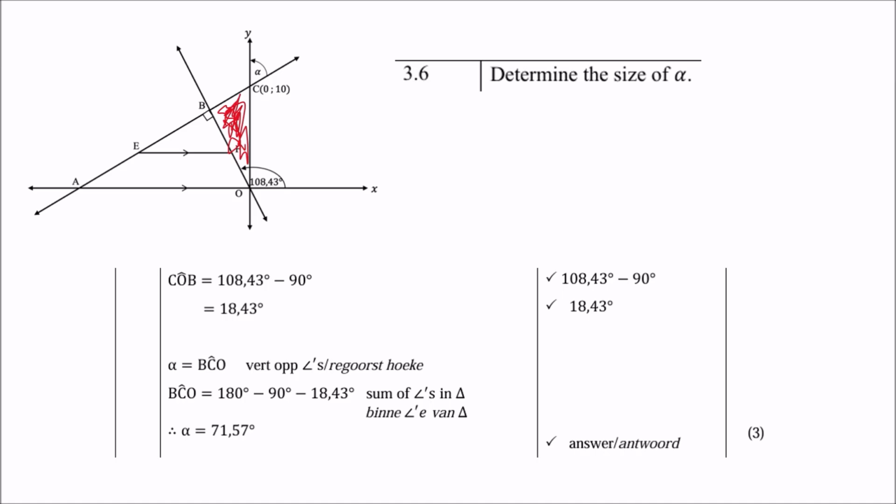So inside triangle BOC, we got now the 90 degrees of angle B, we got the 18,43 of angle BOC, so I can get angle BCO. Angle BCO is then 180 degrees minus the 90 and the 18,43. Remember, sum of the angles of a triangle. And that should give us then 71,57. So if angle BCO is 71,57, then alpha is the same value. Remember, vertically opposite angles.